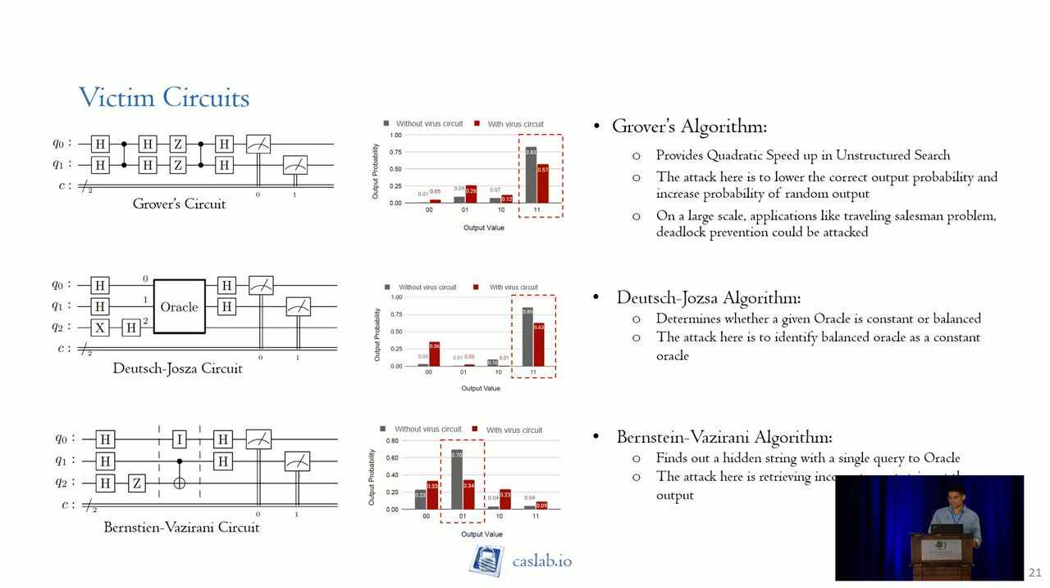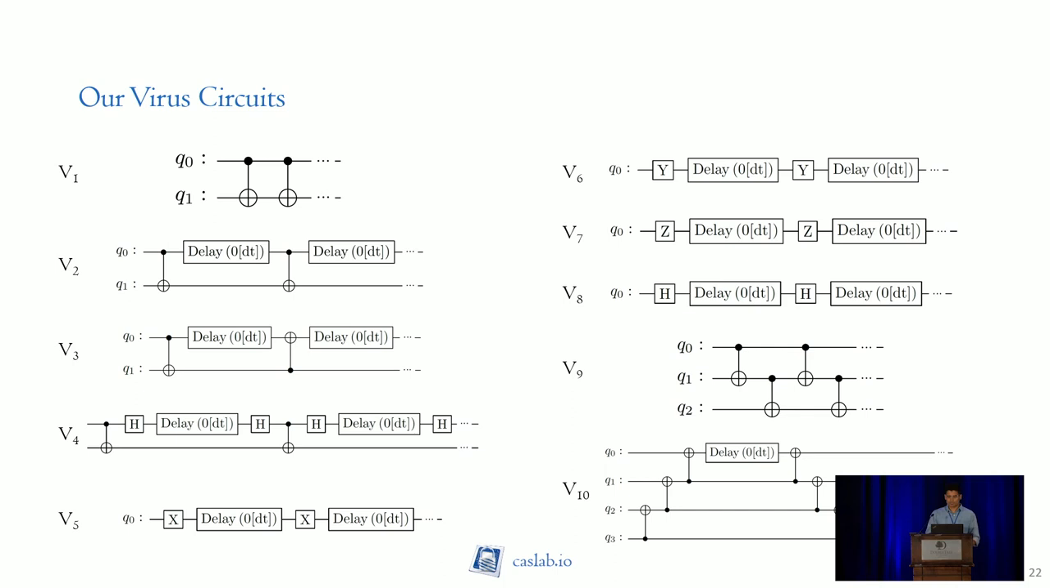With that, we then design various virus circuits that we want to try on these victim circuits. V1 is just the one that we got from Ghosh et al. I'd like to highlight that it is still possible to run these series of C0 gates, but you have to manually disable this optimization that the transpiler has, and then it's possible to run V1 as well. And all the rest are the virus circuits that we designed. So we chose 2-qubit, 3-qubit, as well as single qubit gates for this analysis.